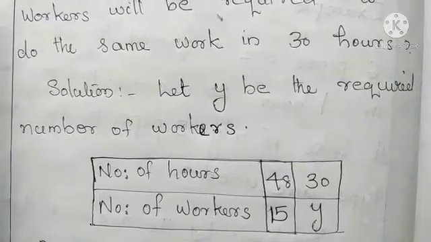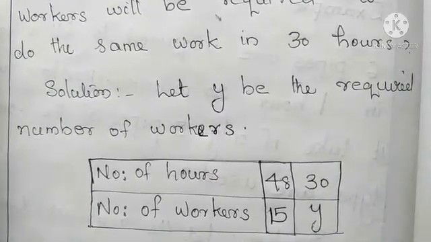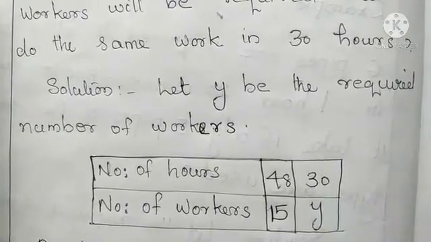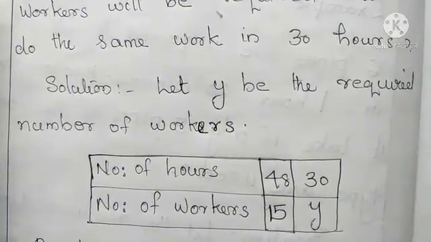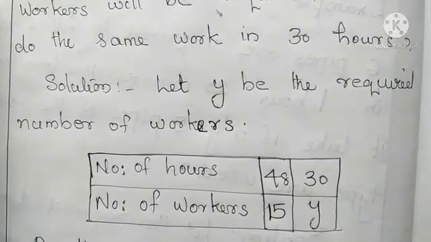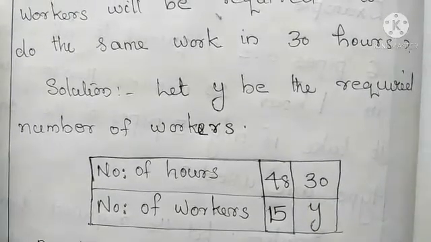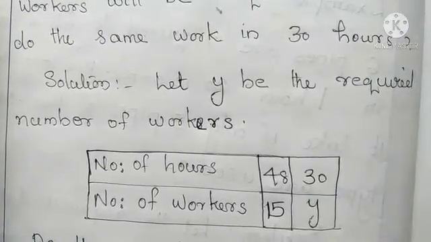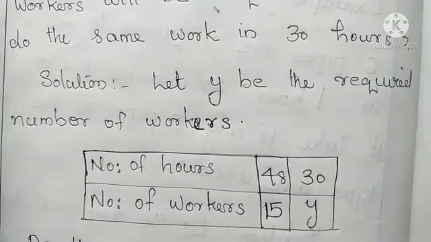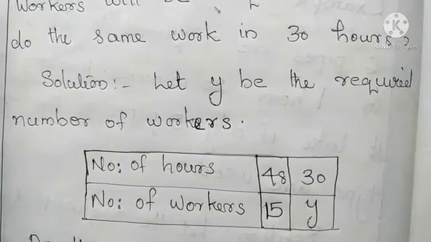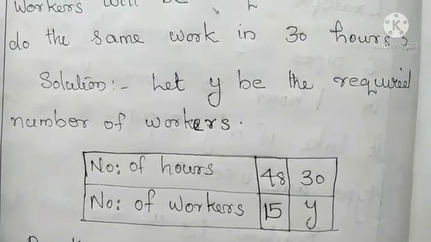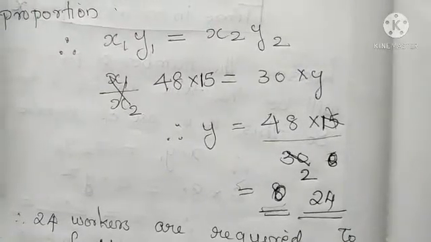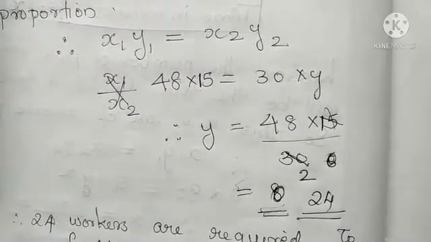Here we know that as the time increases, the number of workers reduces. Or if the number of workers is more, the time will be less. So this is a condition of which one? Inverse proportion. This is a situation of inverse proportion. So we will use the condition of inverse proportion. What is the condition of inverse proportion? The condition is x1 y1 is equal to x2 y2.